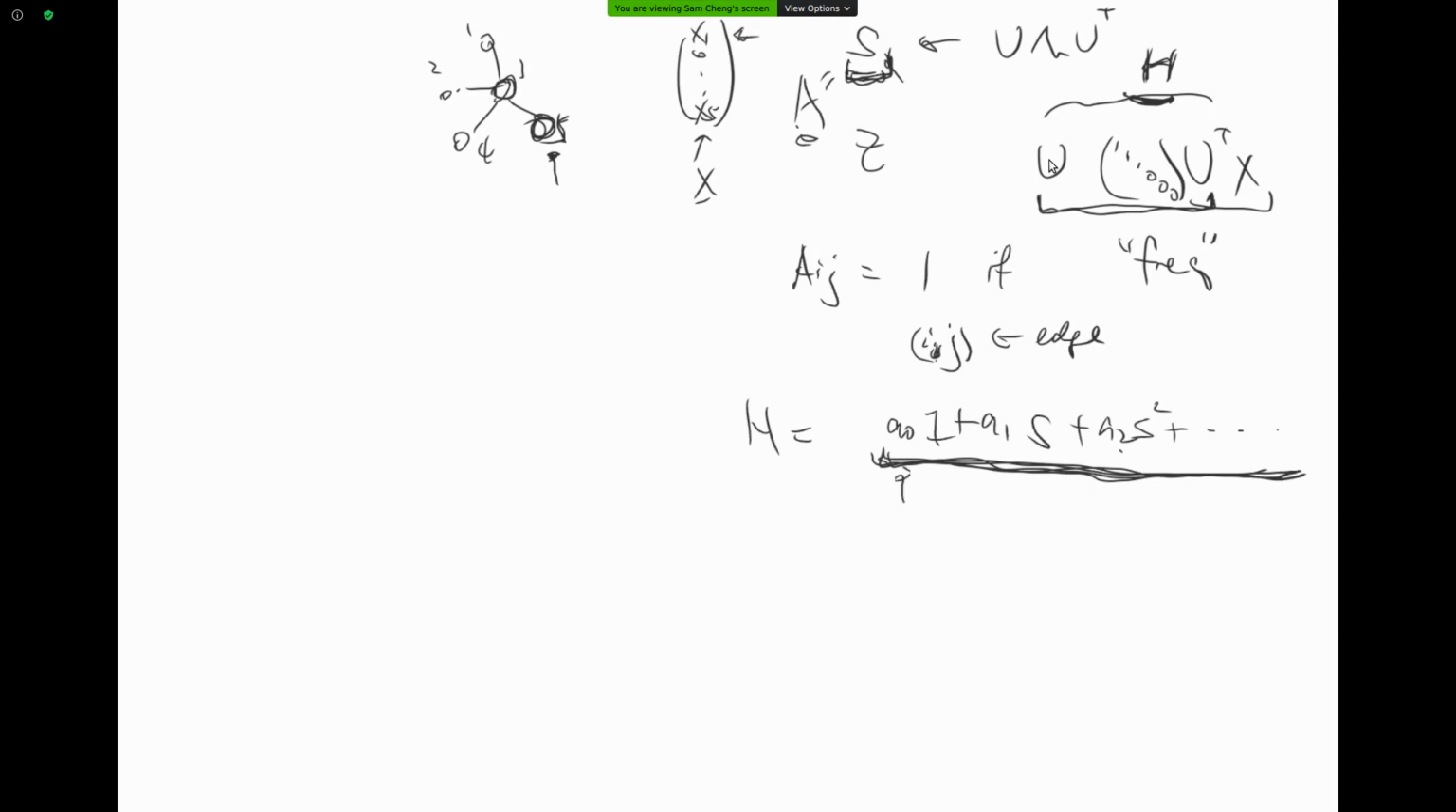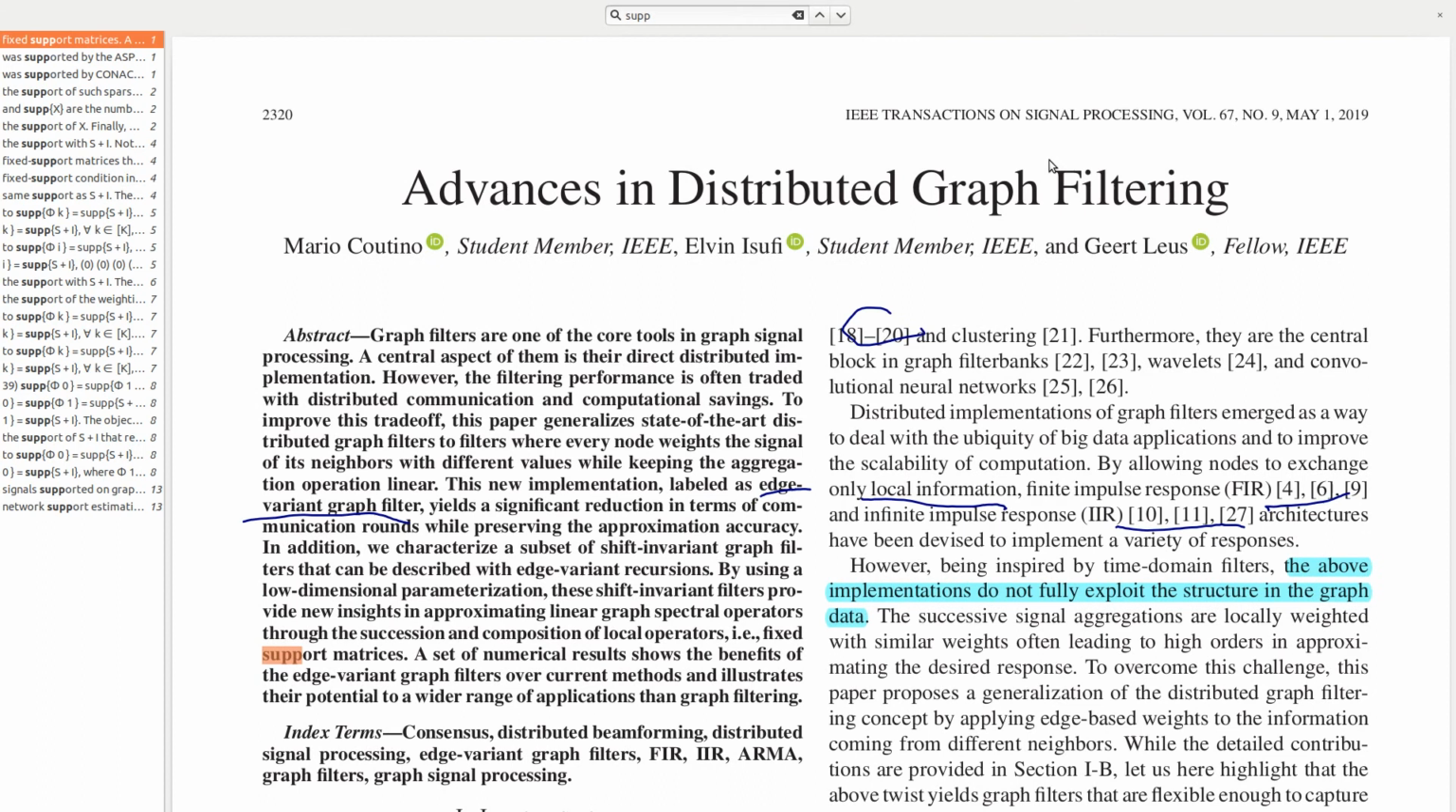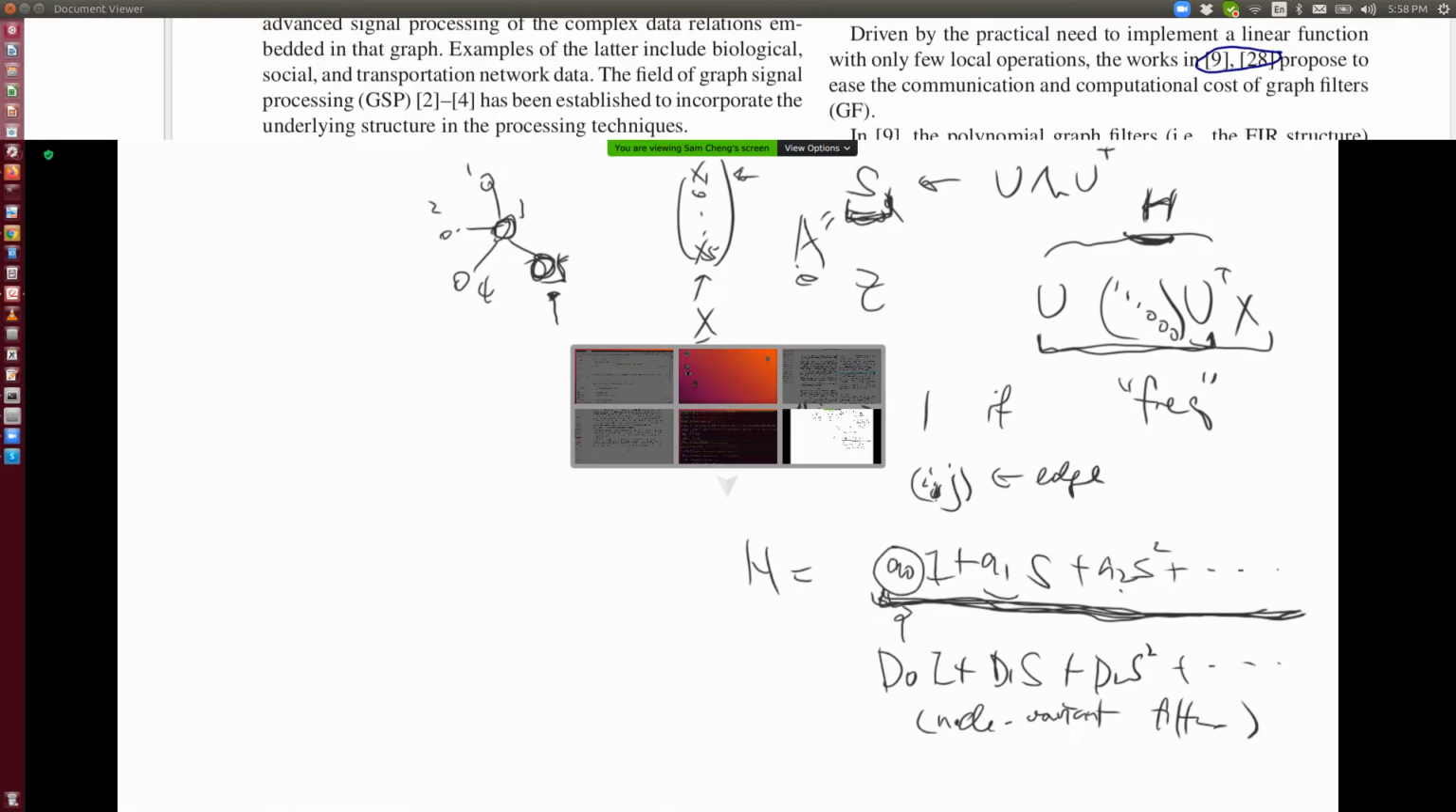The first extension is that instead of this being a scalar value, we can make it a diagonal matrix: d0 I plus d1 S plus d2 S squared, and so on. We call this kind of approach a node variant approach, a node variant filter. And this paper tries to extend further and consider the edge variant.